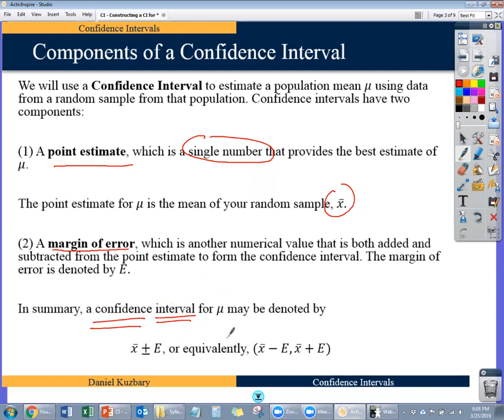You might see that in polls, for instance. Another way to say it is this is the point estimate minus the margin of error, and this is the point estimate plus the margin of error. Sometimes these are called the left endpoint and the right endpoint, or the lower bound and the upper bound. Notice if you subtract the same number and add the same number, then X bar is in the middle of the confidence interval.